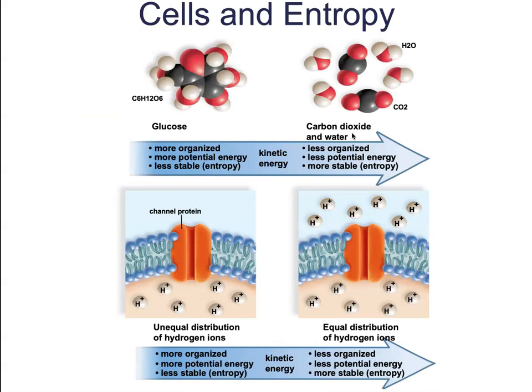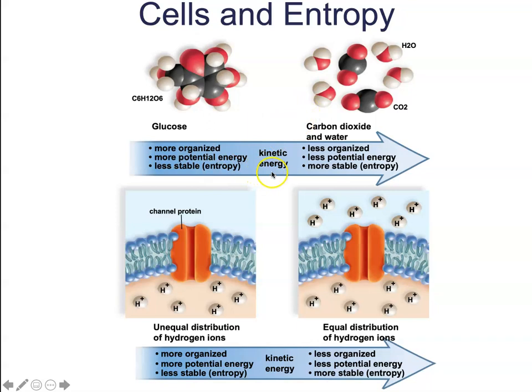All right, so here is another diagram that I really like that talks about cells and entropy, because it kind of brings us back to chapter 2 when we talked about atoms and molecules and forming chemical bonds. And then it also brings us to chapter 5 when we talked about diffusion. So if you look at this, cells and entropy, glucose is going to be an organized molecule. It has more potential energy, but it's less stable, which means it has less entropy. Entropy is a measurement of disorganization and instability. So it has less entropy.